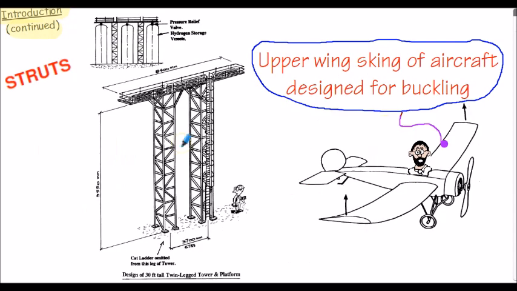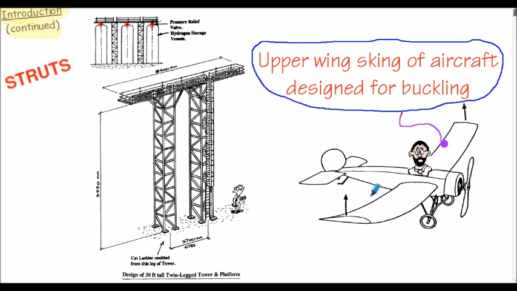Another illustration on the left hand side here of a tower and platform actually used to service the valves at the top of these large storage tanks. This is a detailed design I was involved with many years ago, and again the various members that were in the lattice structure of the tower had to be checked for buckling when subject to compressive loading.